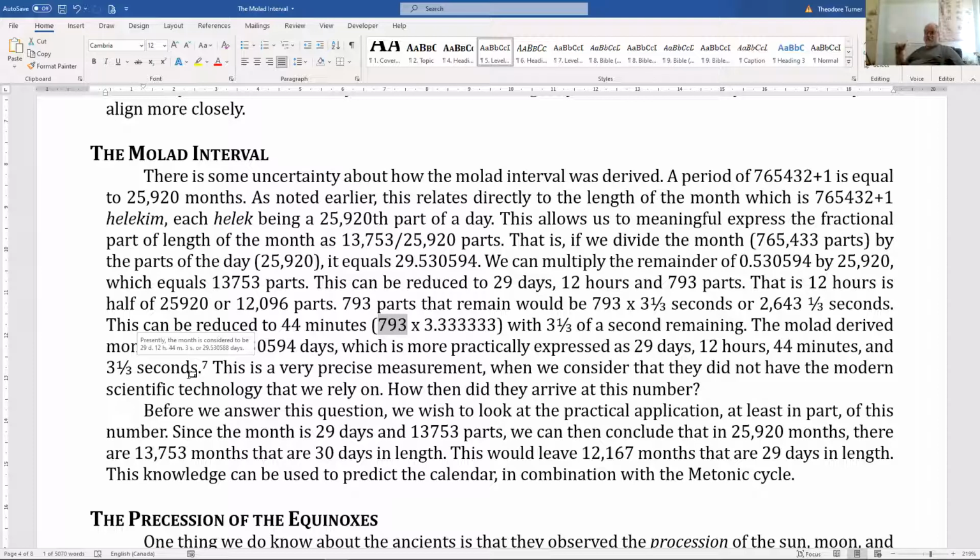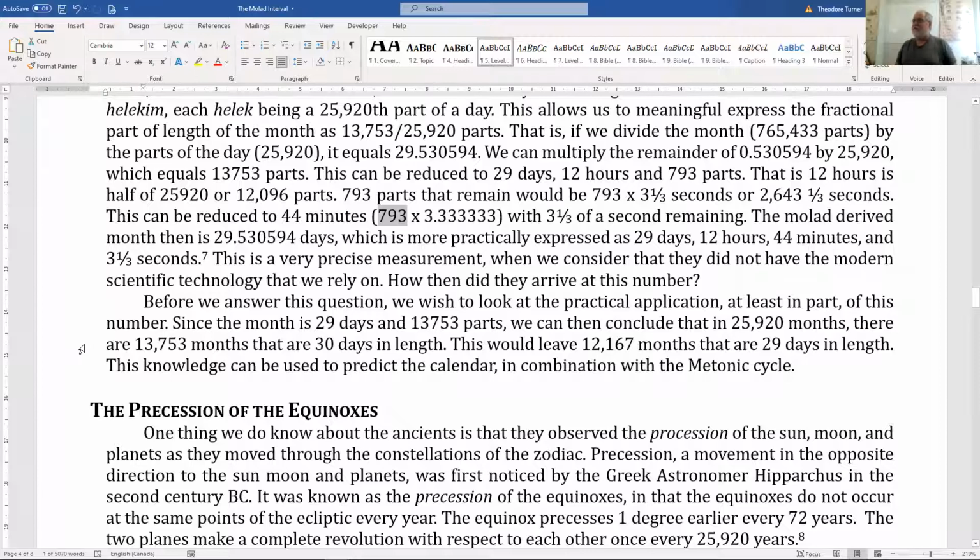Just the fact that you know that the month is not exactly 29 and a half days, but it's a little bit more. And that little bit more is just 44 minutes and 3 1/3 seconds. That's how accurate their calculation of how long the average month was. And that is so precise, it was exactly as precise as if we had 6 decimal places. That's how precise their measurement was 500 years before the time of Christ. So it's very, very accurate. Now, the question is, how did they come up with this number?